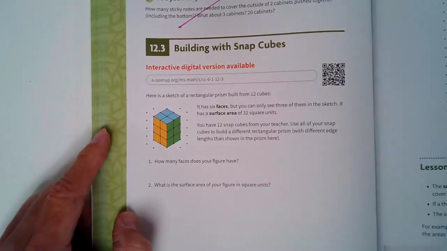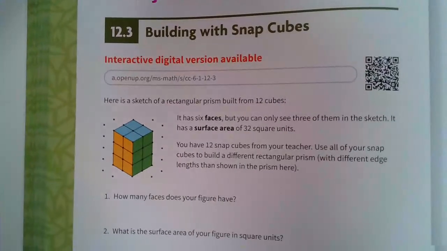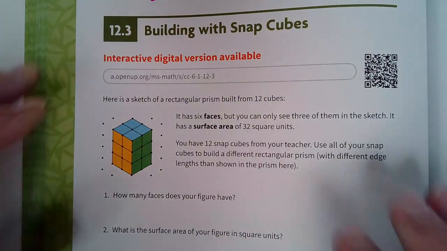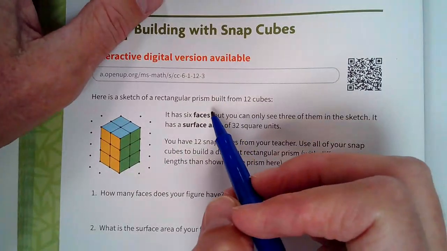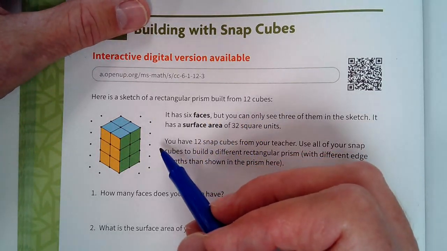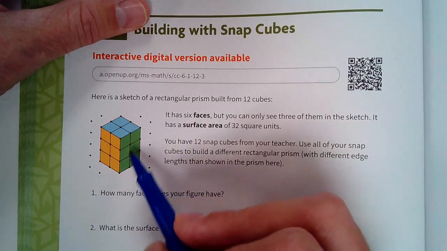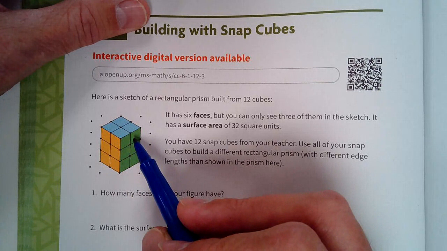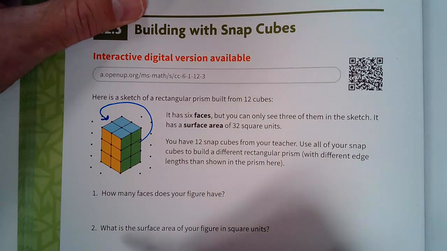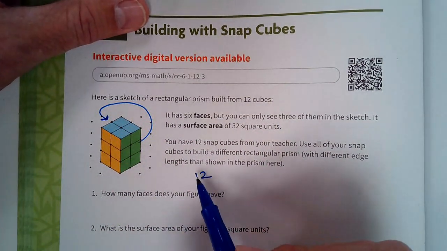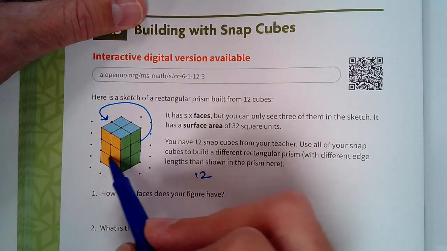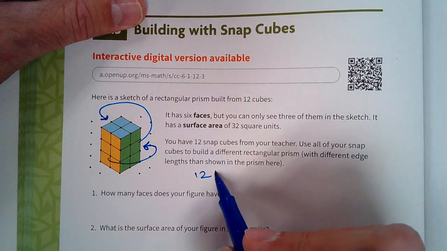Take a look at this. It says here's a sketch of a rectangular prism built from 12 cubes. Well, how do we know there's 12 cubes? We can't see them all, but this green area is 1, 2, 3, 4, 5, 6. Now, on the opposite side, how many will there be? 6. So that's 12 right there. Now, the yellow or orange, 1, 2, 3, 4, 5, 6. On the side we can't see, there's another 6, so that's another 12.